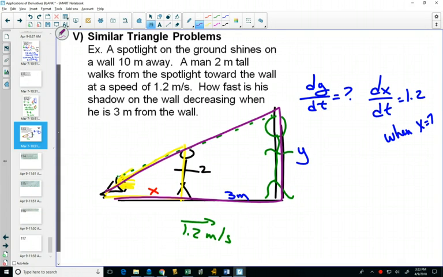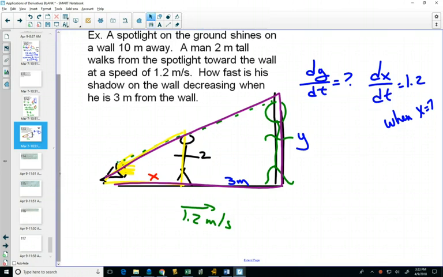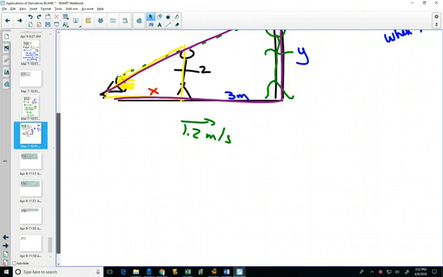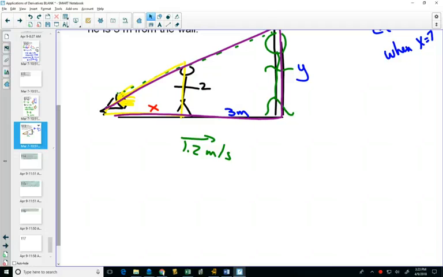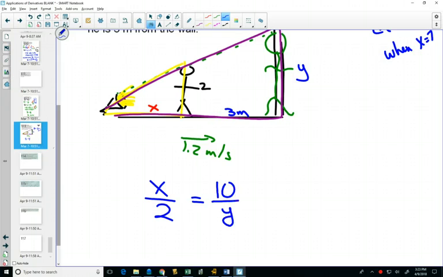So how do I set that up? I'm going to use ratios here in a similar triangle. I'm going to say that x divided by 2, that ratio of that side to that side, has to be the same as 10 divided by y.